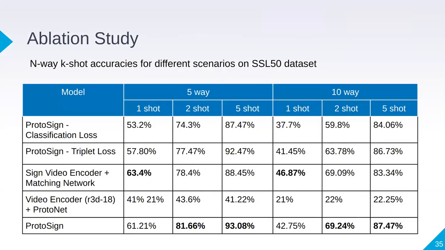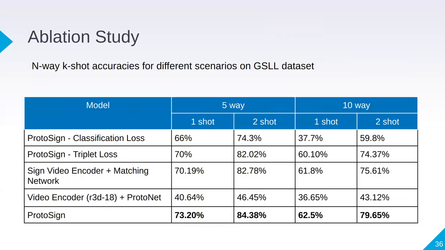Moving on to the results of ablation studies, we conducted 4 ablation studies. First, we removed classification loss from the composite loss function and tested only with triplet loss. Inversely, we removed triplet loss and only tested with classification loss. Then we used a matching network instead of prototypical networks, and finally, we used another video encoder instead of the transformer encoder. These are the results that we obtained for the SSL50 dataset. As you can see, the matching network has performed well in 1-shot scenarios, but in all other cases, the ProtoSign model has the best accuracies.